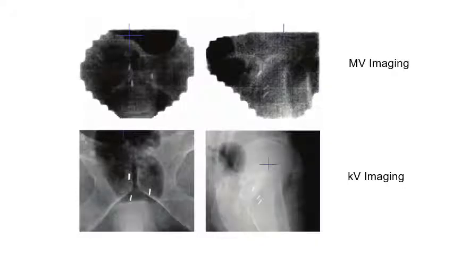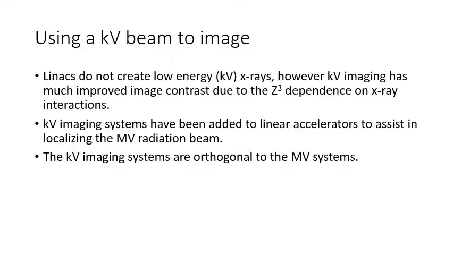These images are examples of radiographs of the same object taken with KV and MV imaging. The contrast due to the bony anatomy at KV energies is clearly better than that of the MV energies. To benefit from KV imaging, linear accelerators must have components added to them to create the needed lower energy beam where image contrast will depend on the atomic number Z to the third power. The means by which the KV imaging systems have been added to linear accelerators is to place the KV beam orthogonal to the MV beam.